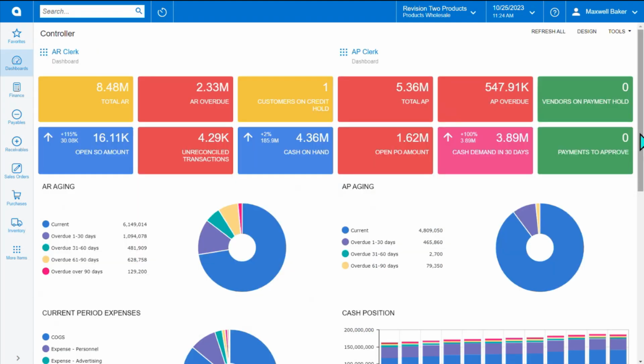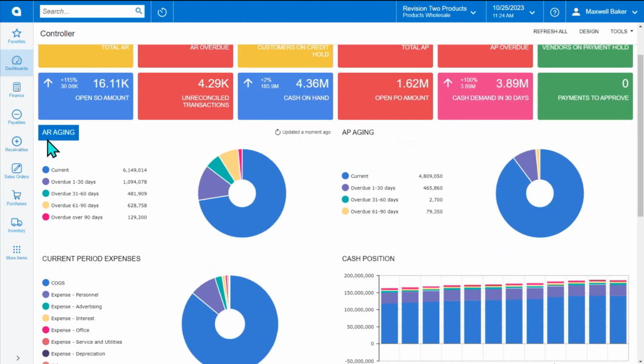To scroll down a bit more, I can see both accounts receivable aging and accounts payable aging. This shows me the balances that are due currently or within 1 to 30 days, or 31 to 60 days, or 61 to 90 days, or what's overdue over 90 days. Great thing about these legends is I can toggle them on and off.